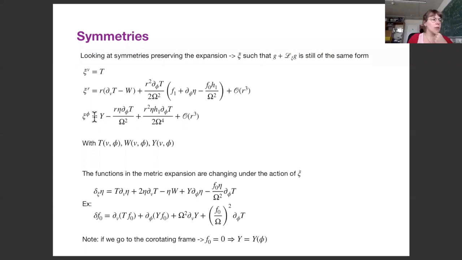Y will generate the rotation along the angle coordinate, and W is the Weyl transformation. So that's the one that's a dilatation, that's expanding your surface.